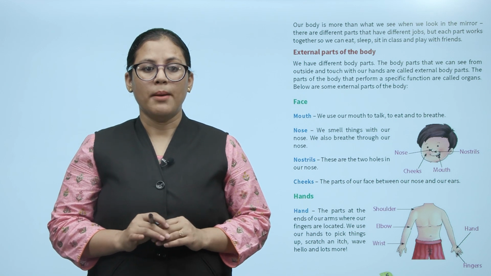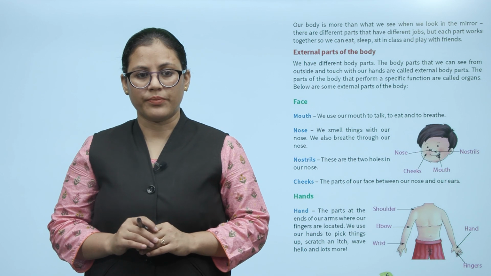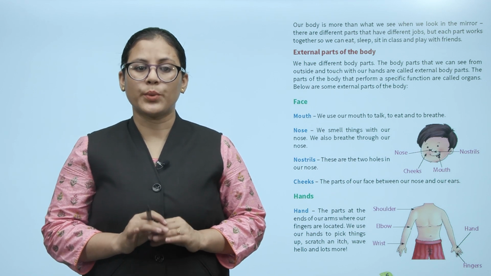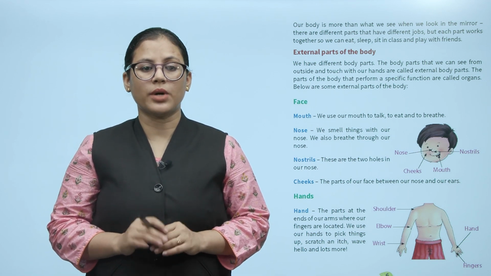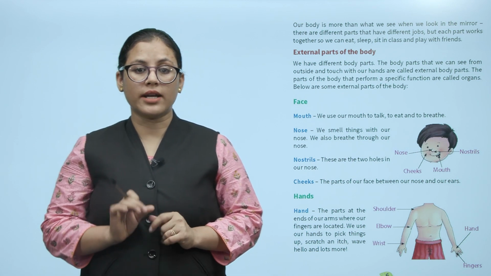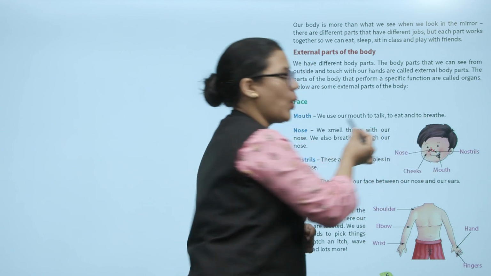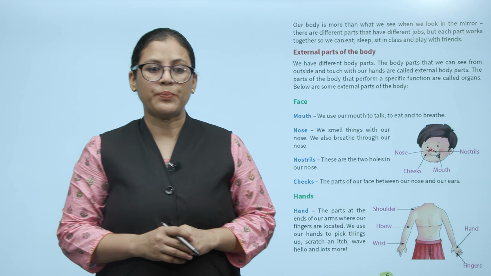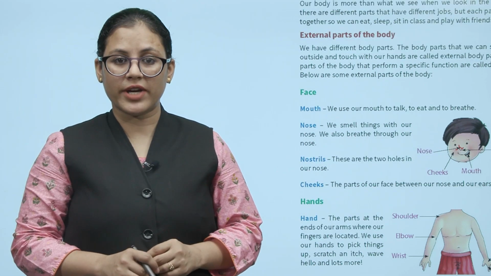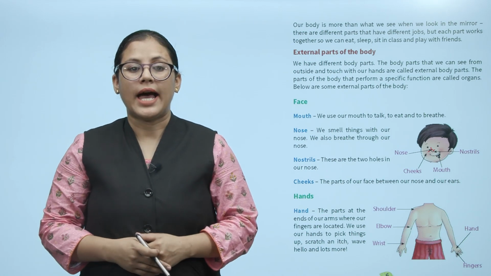Face, mouth. We use our mouth to talk, to eat and to breathe. Nose. We smell things with our nose. We also breathe through our nose. Nostrils. These are the two holes in our nose. This is your nose and यहाँ पे आपके दो holes होते हैं जिन्हें nostrils कहते हैं. Cheeks. The parts of our face between our nose and our ears. These are our cheeks.